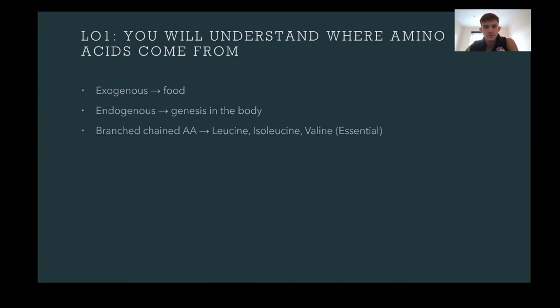So at the top we've got some learning objectives that we're going to be going through. But firstly, if we talk about amino acids, where do we get them from? So they can either be exogenous, so get them from food, or endogenous, generated in the body. And these special ones, we've got branched chain amino acids, so leucine, isoleucine, and valine. And they're essential, as we'll look through other essential amino acids and we'll have a chat about what they do. But yeah, let's move on.